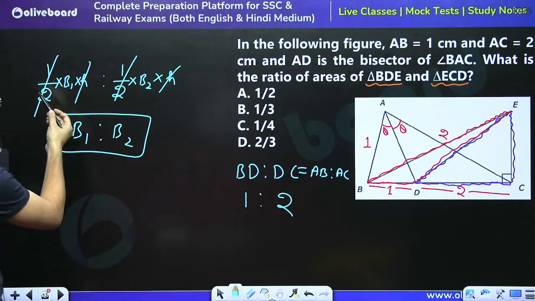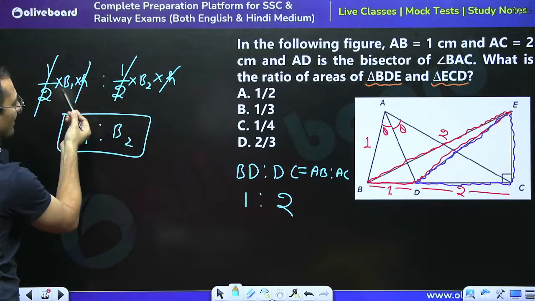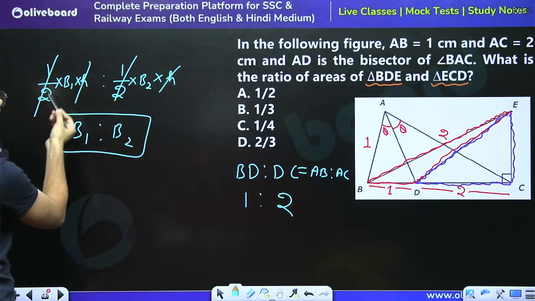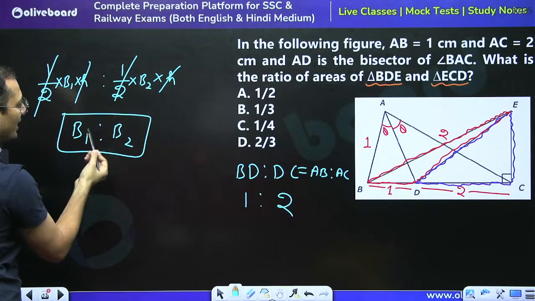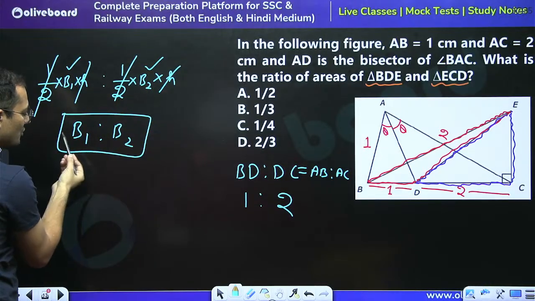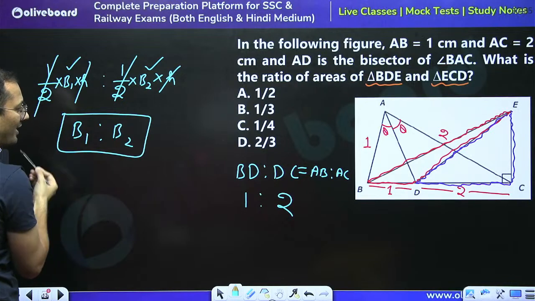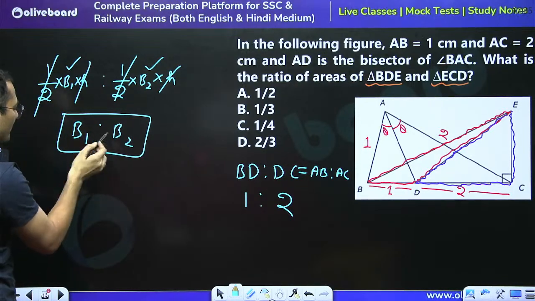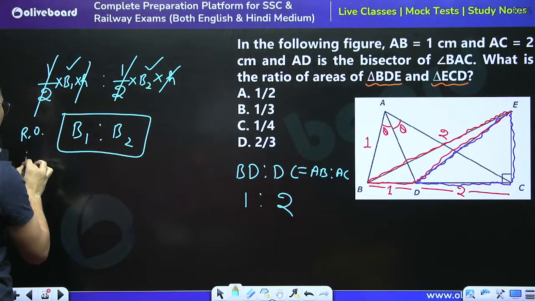If we have two triangles with the same height, what is the area of a triangle? 1/2 base into height. So here is base B1, here is base B2. Whatever is the ratio of the bases of both triangles is also going to represent the ratio of the areas of those triangles, right?